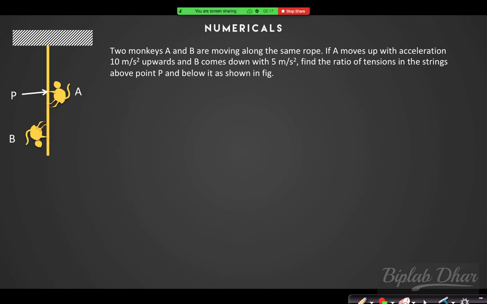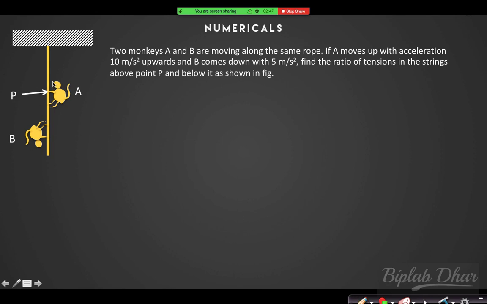It says two monkeys A and B are moving along the same rope. If A moves up with acceleration 10 meter per second squared upward and B comes down with 5 meter per second squared, then find the ratio of tensions in the string above point P and below the point P, as shown in the figure. Alright, let us try to understand this question in this way.